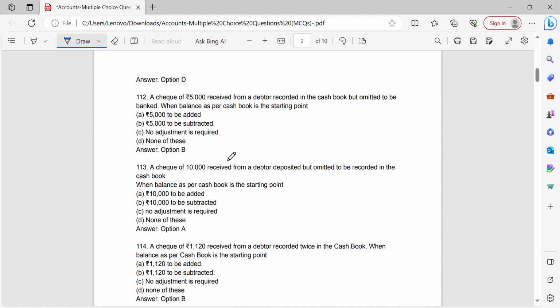Question number 112. A check of 5,000 received from a debtor recorded in the cash book but omitted to be banked, when balance as per cash book is the starting point. The option A is rupees 5,000 to be added. Option B is rupees 5,000 to be subtracted. Option C is no adjustment is required. Option D is none of this. The answer of this question is option B.